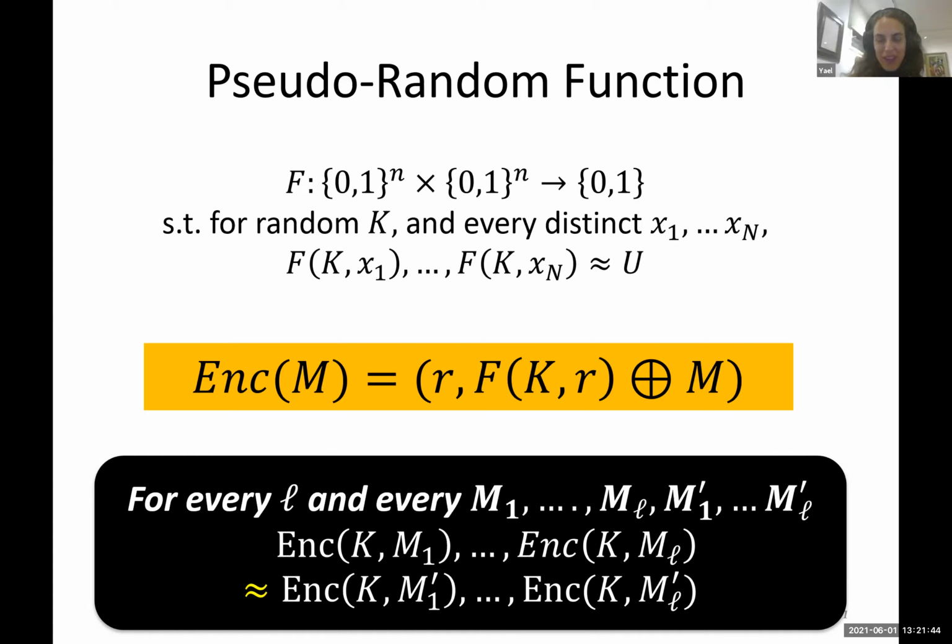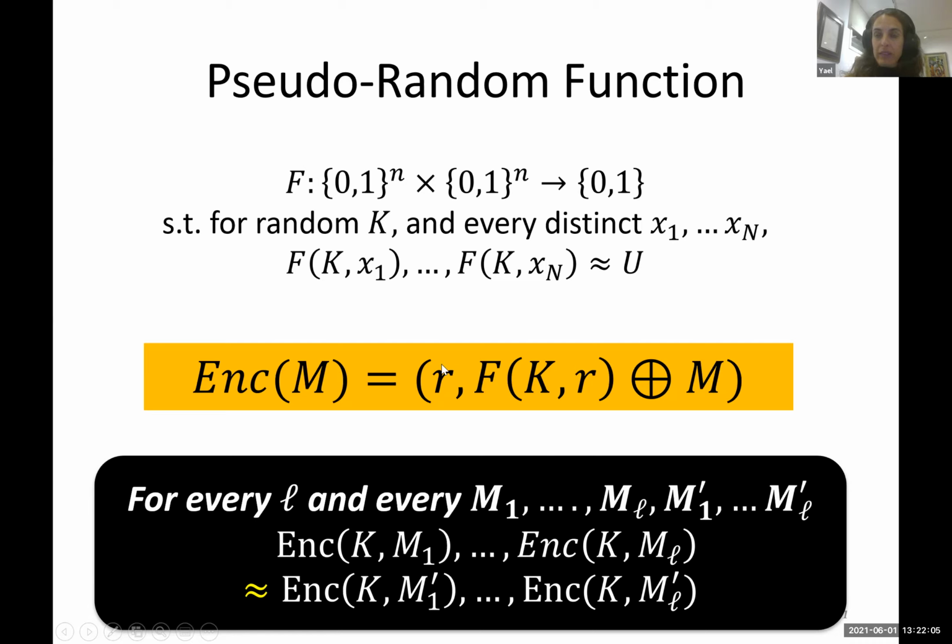Okay, so let me break down your answer, because some of it is correct and some of it is incorrect. Here I'm giving R. Actually, R is part of the encryption, and it's very important that R is part of the encryption, because if I'm not giving R, you can't decrypt.